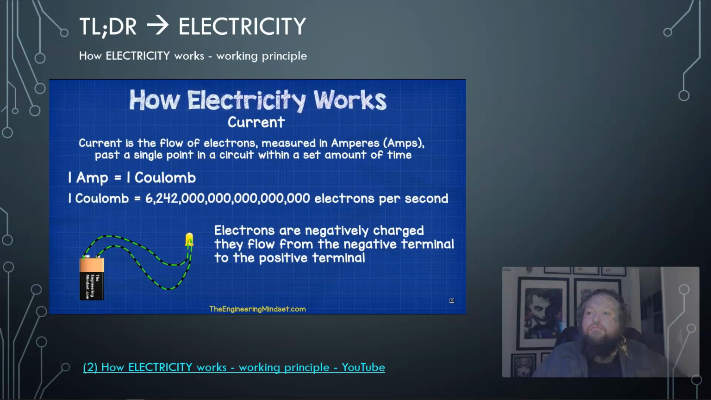1 amp means 1 coulomb per second, and 1 coulomb is a group of electrons. The group is incredibly large and is approximately 6,242,000,000,000,000,000 electrons, and that has to pass in 1 second for it to equal 1 amp. That's why electrons are grouped together and just called amps to make it easier for engineers.